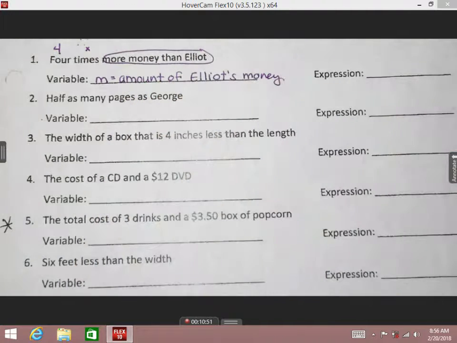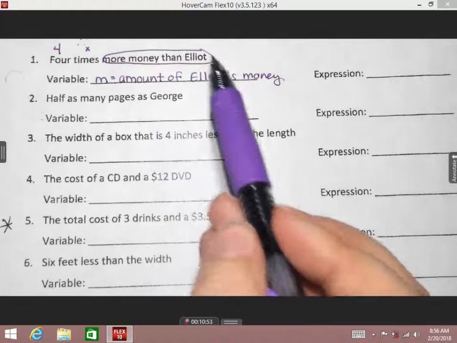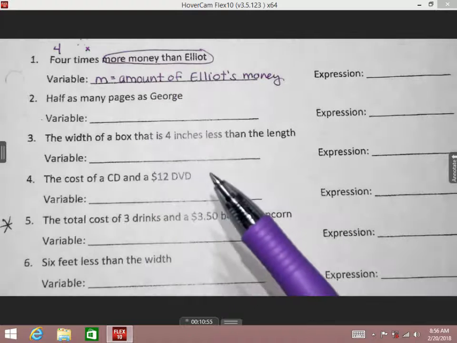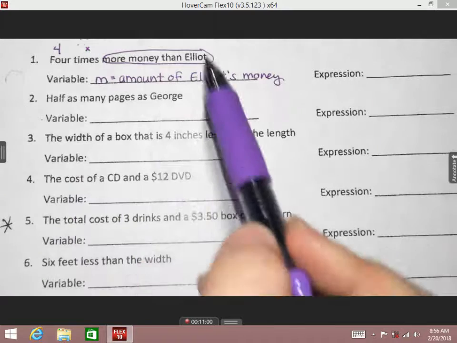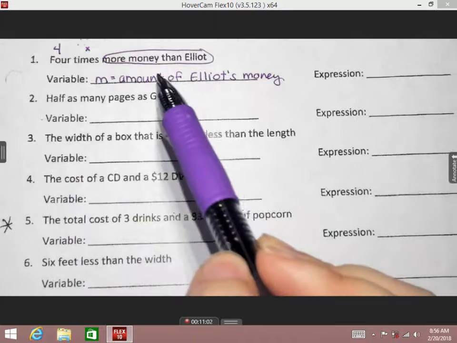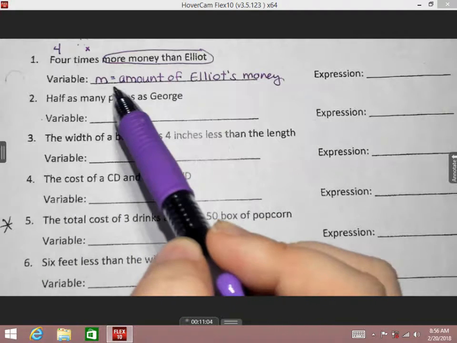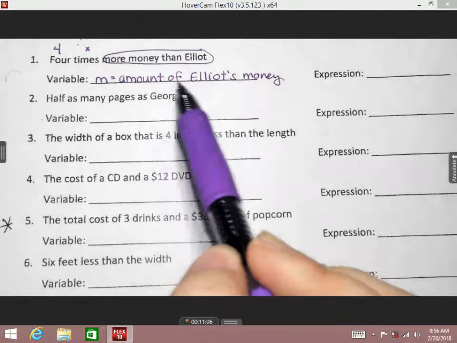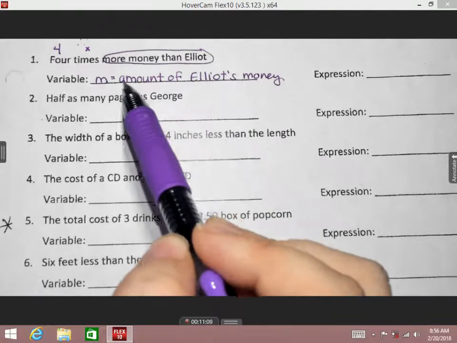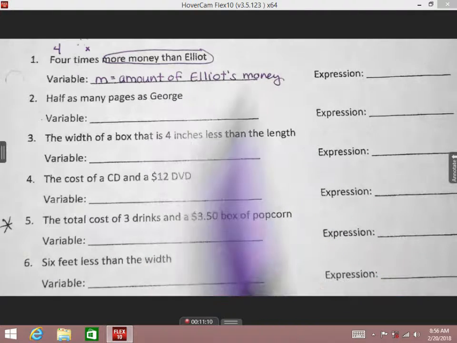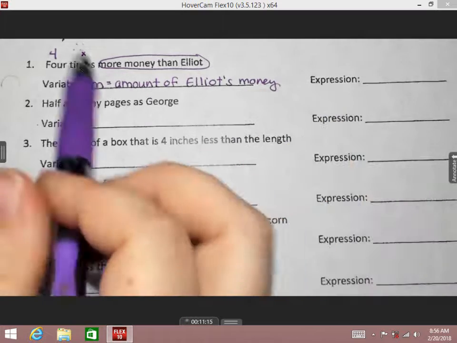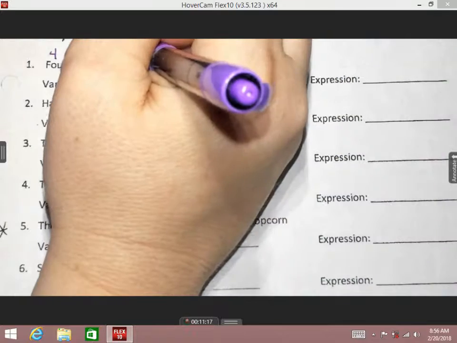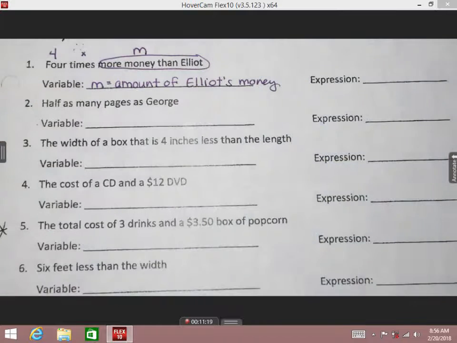Now, guys, this is important. Did I just write down M stands for more money than Elliot? No. I circled that because did I know how much that was? All right, but my variable has to actually make sense, so we can't just put random words. So M is the amount of Elliot's money. Any ideas on how I'm going to write that expression? If I'm wanting to do 4 times that M, the amount of Elliot's money, how would I write that algebraically?